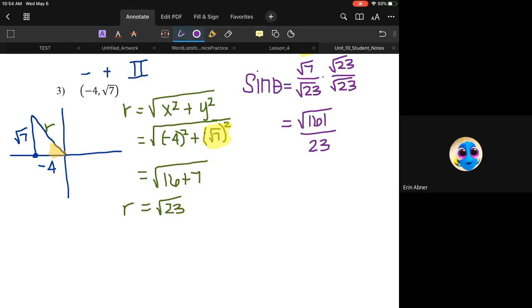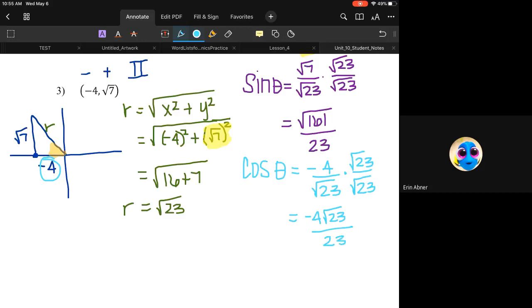So now we're going to look at cosine of theta. And that's going to be adjacent, so my neighbor over here. So my -4 over the square root of 23. So I'm going to have to rationalize that denominator again. So square root of 23, square root of 23. That's going to leave me with -4 times the square root of 23 all over 23.